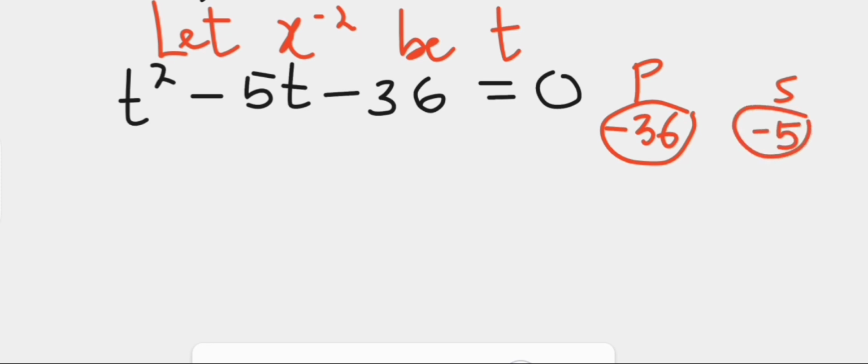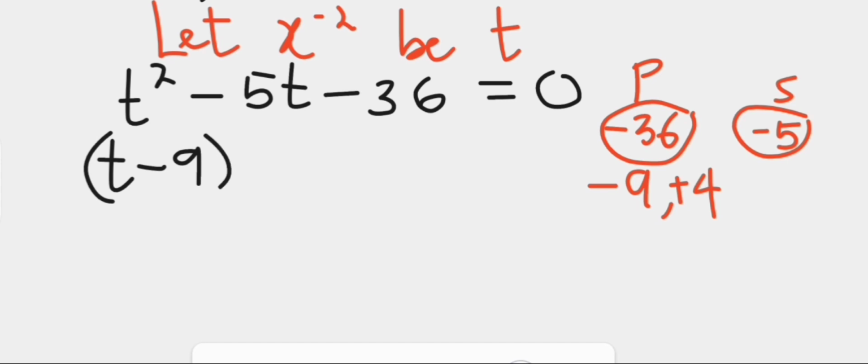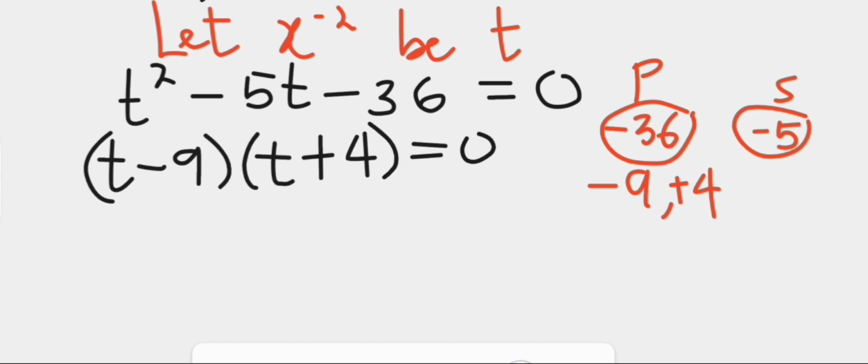Now a close look at this shows us that this will be negative 9 and positive 4. This means that our quadratic equation, since the coefficient of t squared is 1, factors out as t minus 9, then t plus 4 equals 0.